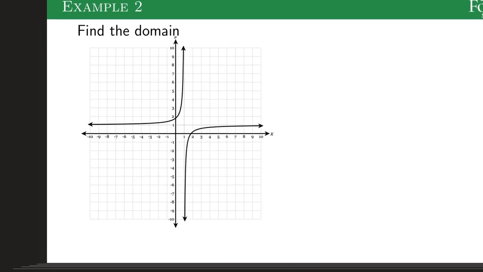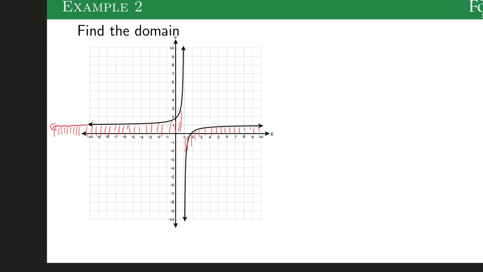Here, we always go left to right when we're doing domains. So if we start at the left, this is going left forever. I'm hitting every x value off to the left. And I keep hitting every x value. And it looks like I hit every x value there. So you might think the answer for this one is everything. I hit every x value, but there's actually one specific value I don't hit.